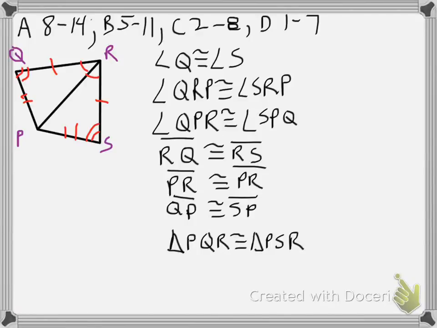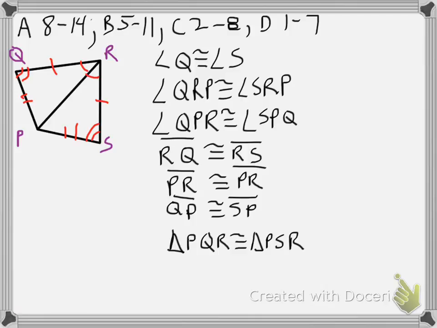Okay, so this is the series of questions that go with this picture, depending on which version you have. On A, it was 8 to 14. On version B, it was 5 to 11. On C, it was 2 to 8, and D was 1 to 7. And you have some choices like the third angles theorem, given, all corresponding parts are congruent, reflexive property of congruence, and angle side angle triangle congruence theorem.